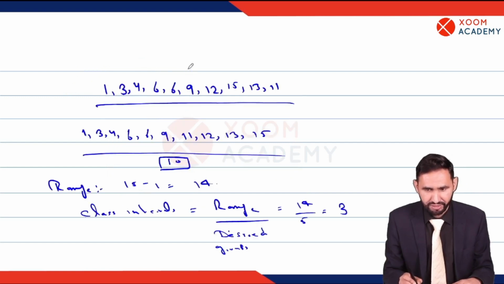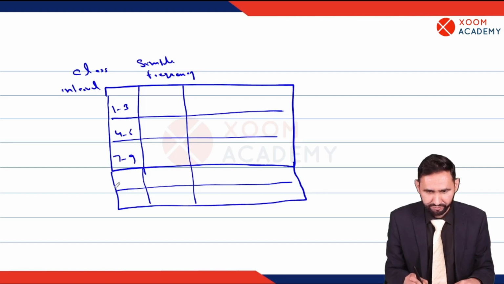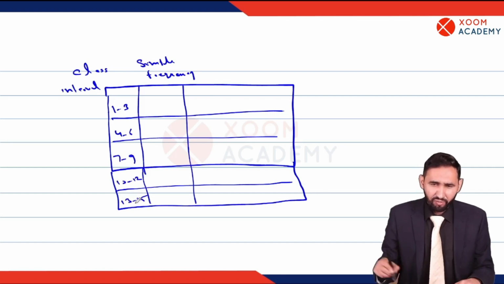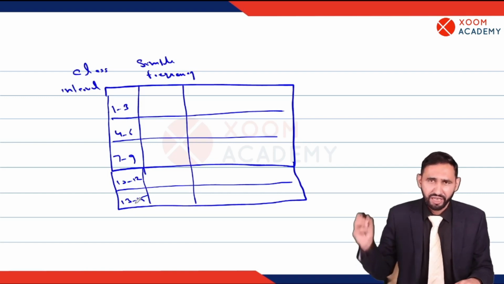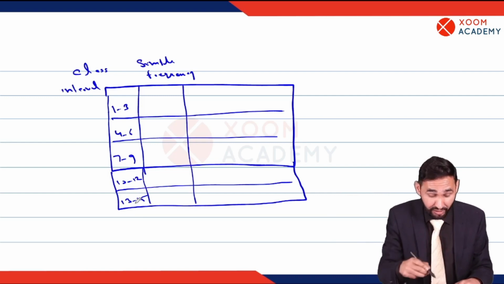As we have mentioned, there is a class interval of 3, or a gap of 3. So we can write 1 to 3, 4 to 6, 7 to 9, 10 to 12, and 13 to 15. This covers all our observations, because our observations range from 1 to 15. 1 was lowest and 15 was highest. This covers all of them.